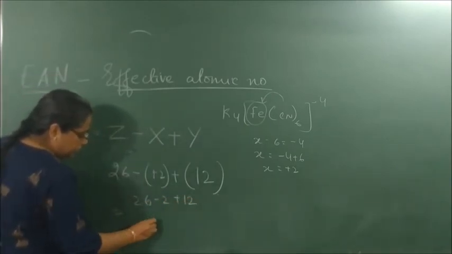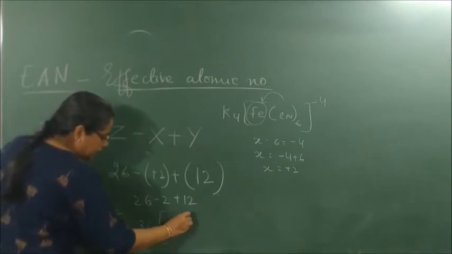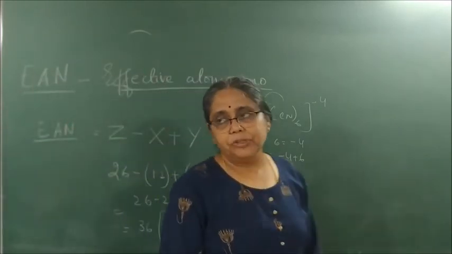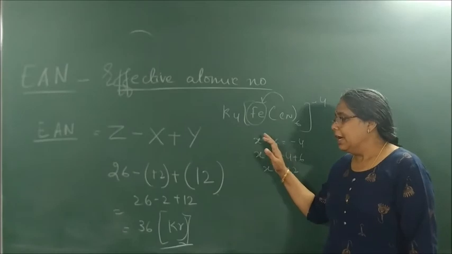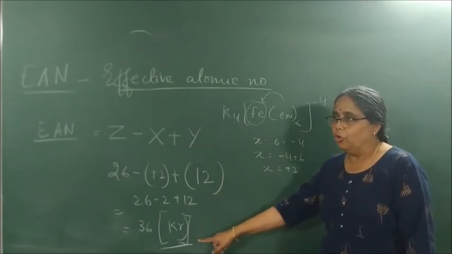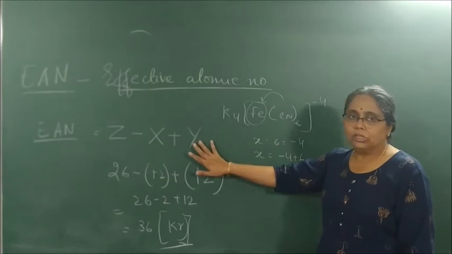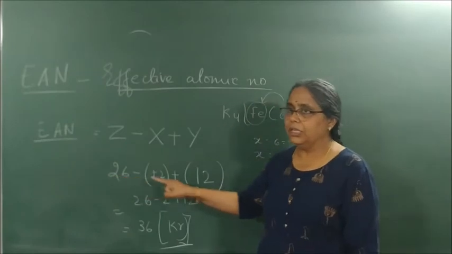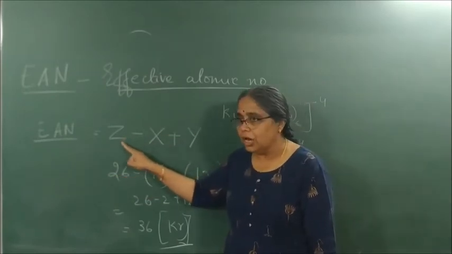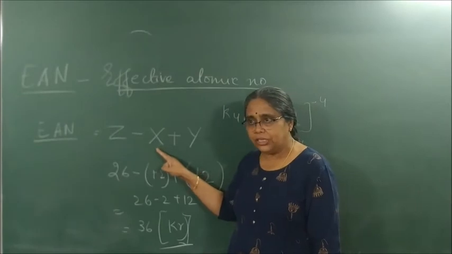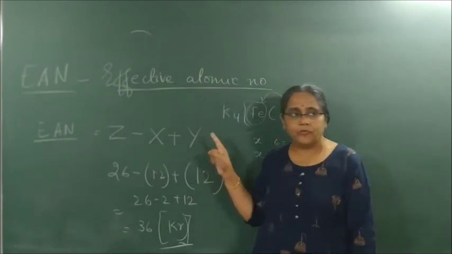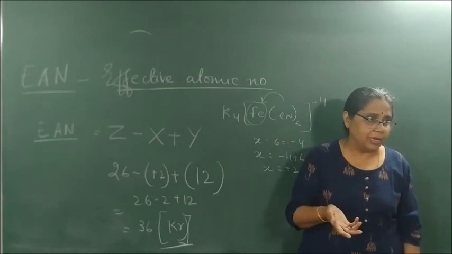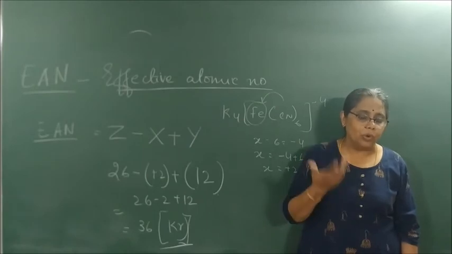It is 36. This 36 is exactly equal to the atomic number of krypton. So it keeps on taking electrons from the ligand till it achieves what configuration? Noble gas configuration. So this is called EAN, and we calculate it using the formula Z minus X plus Y, where Z is atomic number, X is oxidation state, and Y is the total number of electrons given by the ligand. You don't write electrons, you write electron pairs given by the ligand. If it is unidentate, it gives one electron pair.